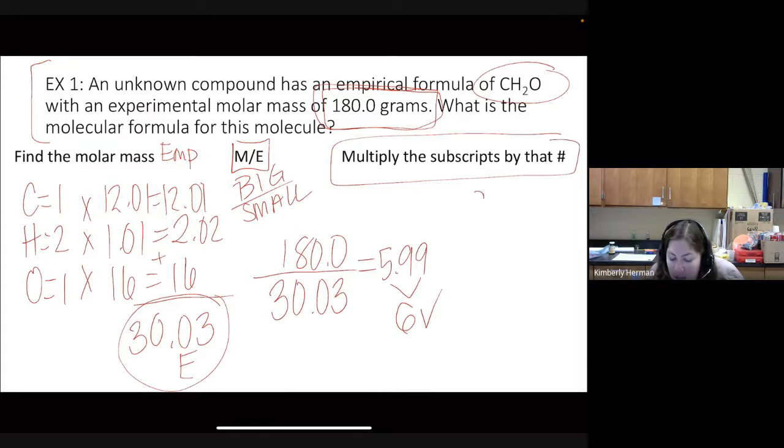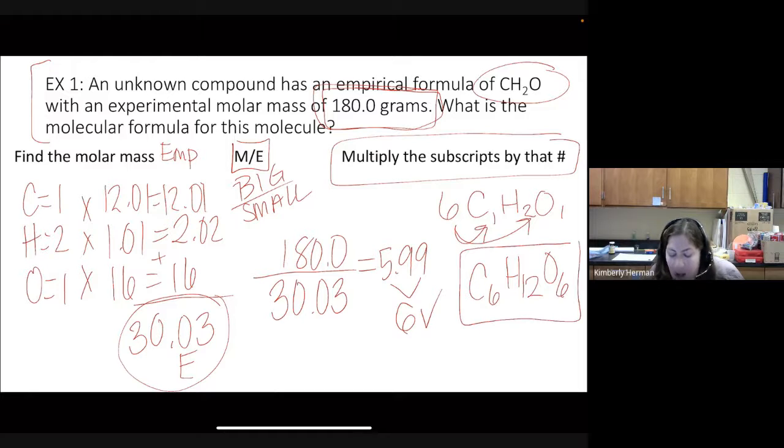So originally we had C1H2O1, and we're going to multiply it by 6. So now I would have C6 and then H12, because 6 times 2 is 12, and O6. And we now have the molecular formula for our unknown compound there. So now let's try example number 2.